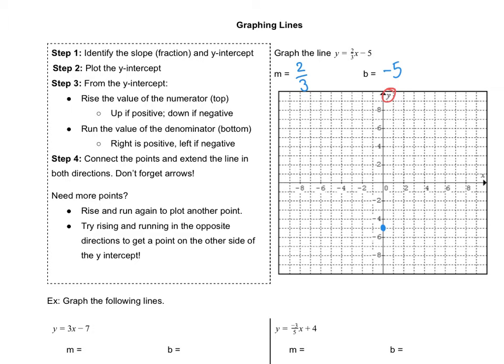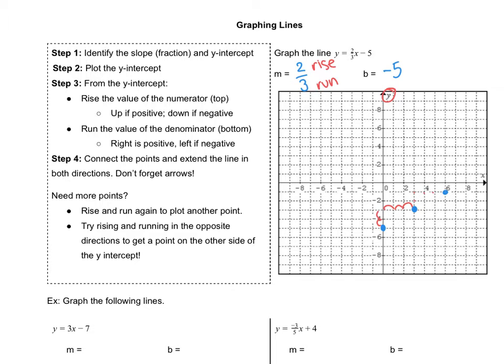Now we're going to use our slope. We know that the top is your rise and the bottom is your run. Both of these numbers are positive, so we're just going to rise 2, so go up 2, and then run to the right 3. 1, 2, 3. And after I apply my rise and run, I plot my new point. And then I can repeat this. I can rise another 2 and run another 3, and there's another point.